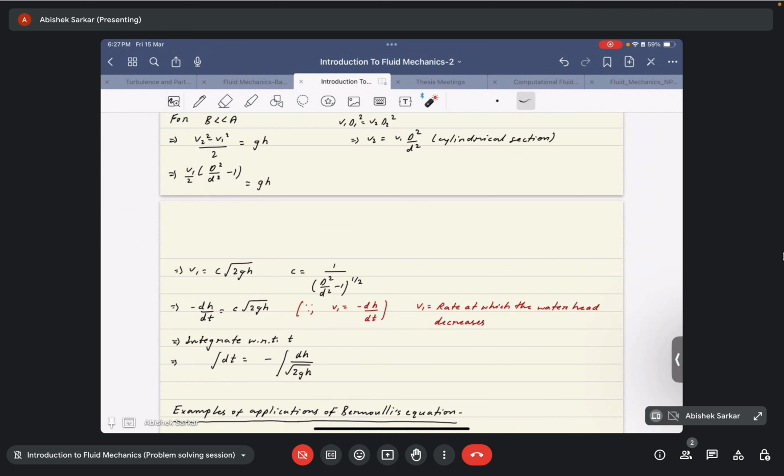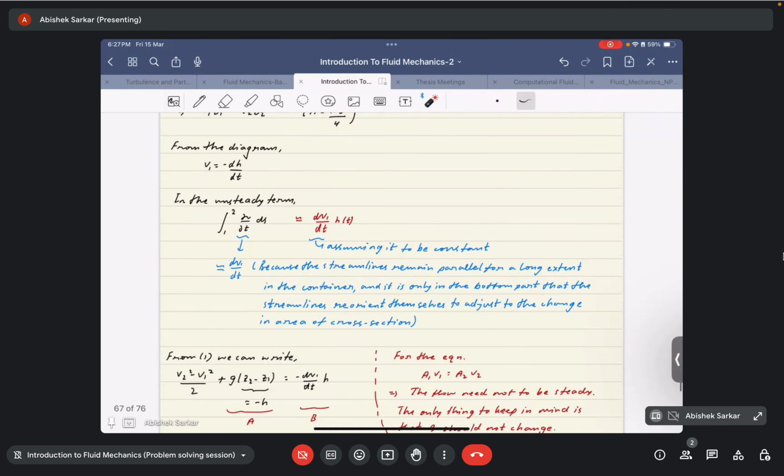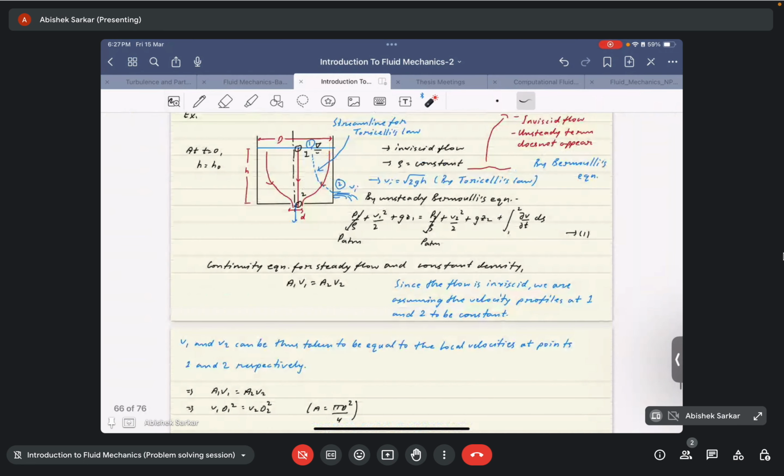And since we know that dH by dt is equal to v1, because if we go back here, we have taken that assumption, this v1 is equal to dH by dt, right? The rate at which the upper surface of the tank moves down is basically equal to the rate at which the height of the fluid reduces in the tank.